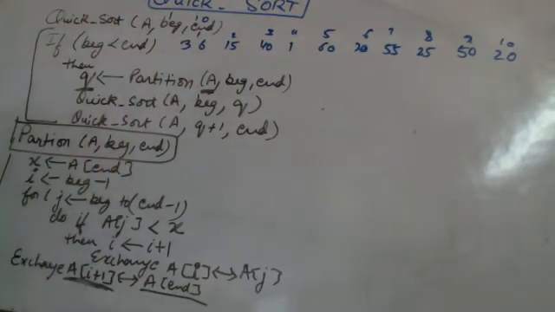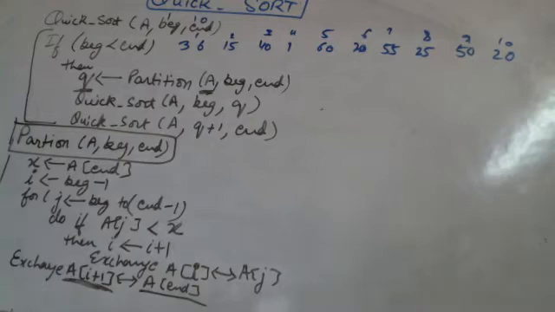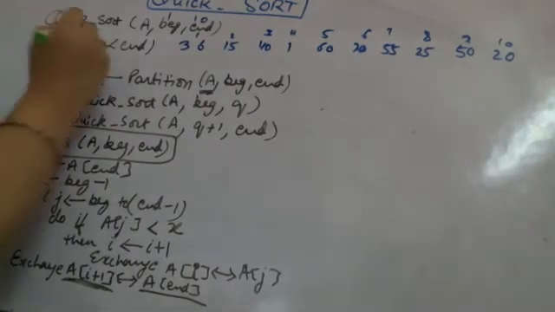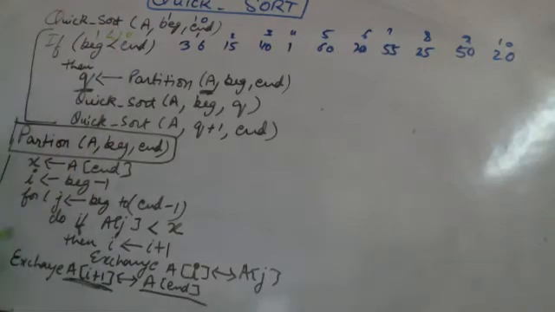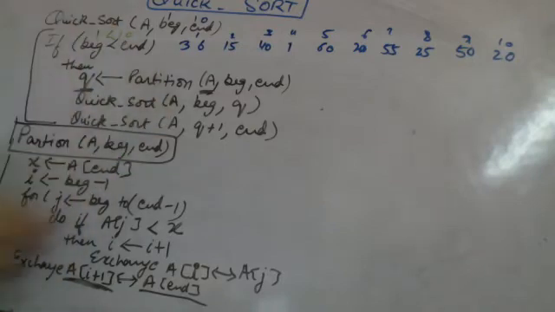Initially quick sort call हुई है 1 से लेके 10 तक के लिए. Initial quick sort has been called from the beginning to the end. What will happen? I check whether the beginning is less than end. 1 is less than 10. Yes, 1 is less than 10 is true. What I do? I call partition. So I go to the partition part.